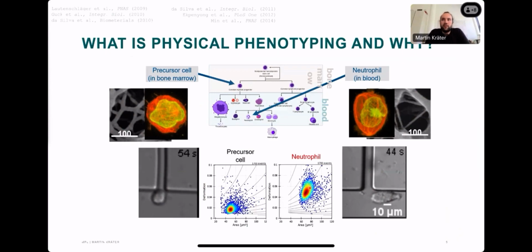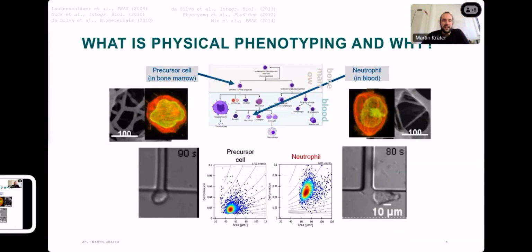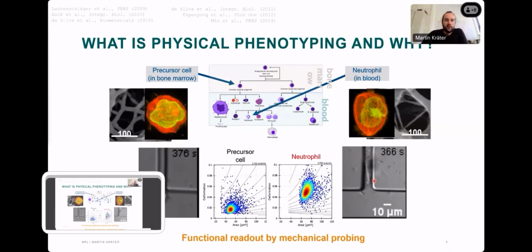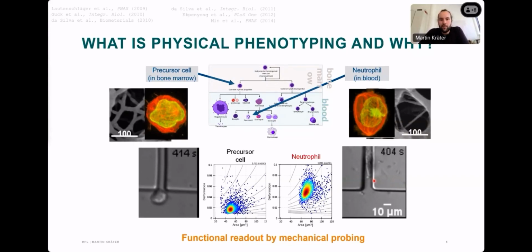You can immediately see here when we use microfluidic channels, where the cells, as in the circulation, for example, or in the smallest capillaries, need to migrate through these capillaries, you can clearly see that the precursor cell with its stiff phenotype cannot enter this channel, while the neutrophil can easily do that. And so one can say that by just this simple test of measuring the mechanical properties of the cells, you can get a clear functional readout and can predict what the cells will do in the near future, maybe even.